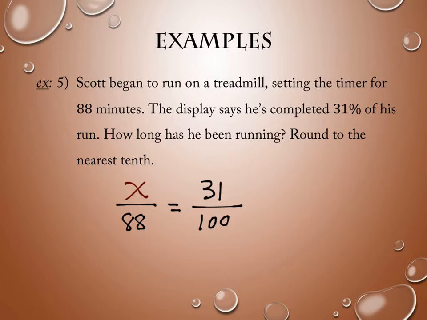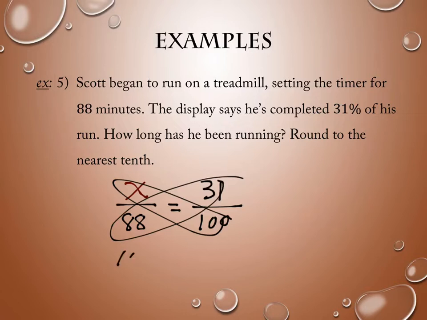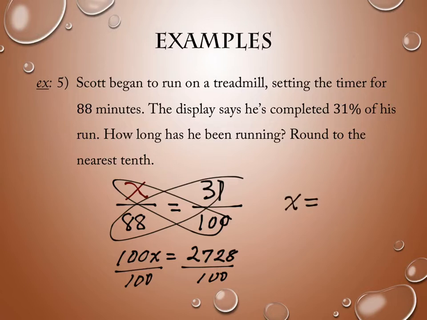So that's my x. We will cross multiply. So I have 100x equals, and what's 88 times 31? 2728. Good, that's what I've written down too. And then we would divide by 100. Now, this problem actually gives me a terminating decimal. It would be 27.28. But the question's directions said to round to the nearest tenth. So what will my answer be to the nearest tenth?